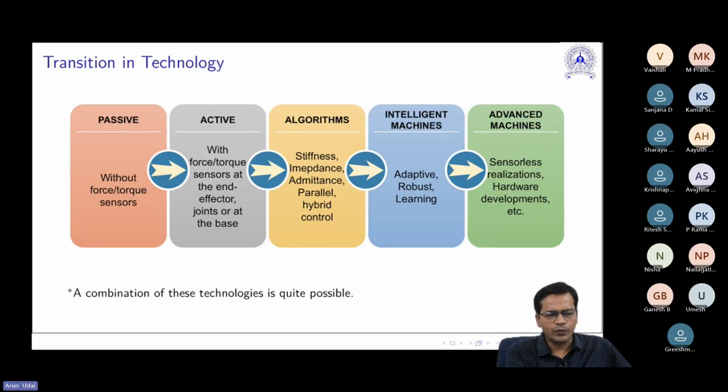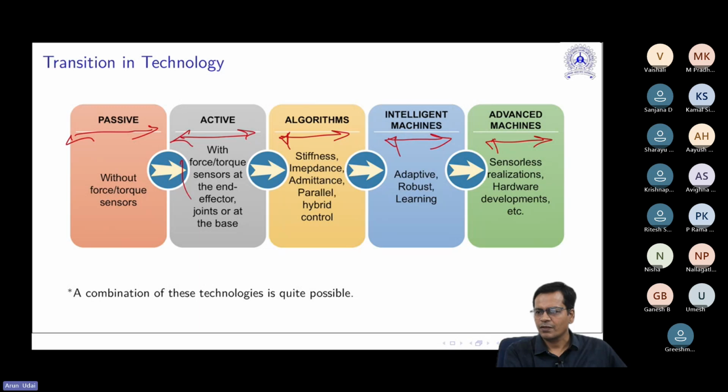Okay, so this is how we progressed. We started from passive. We had some kind of active with force torque sensor. Later on we developed algorithms to handle those signals. Then we came up with intelligent machines, and finally the most advanced machines came up. Okay, so this is how we went on.